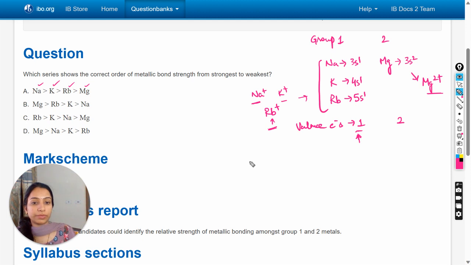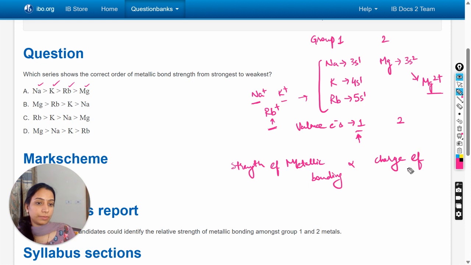So as we know that strength of metallic bonding depends upon the charge of the cation. As the charge on the cation increases, then the strength of the metallic bonding increases, which means the strongest metallic bond will be in case of magnesium metal, because when the charge on the cation increases, then it more effectively attracts the delocalized electrons towards itself. That's why the strongest metallic bond will be in case of magnesium. So answer can be B option and D option.